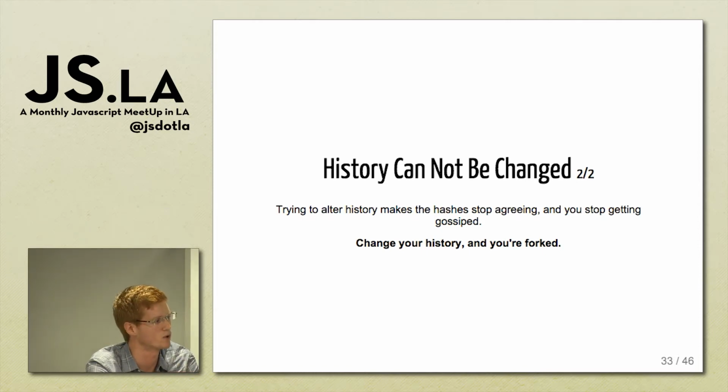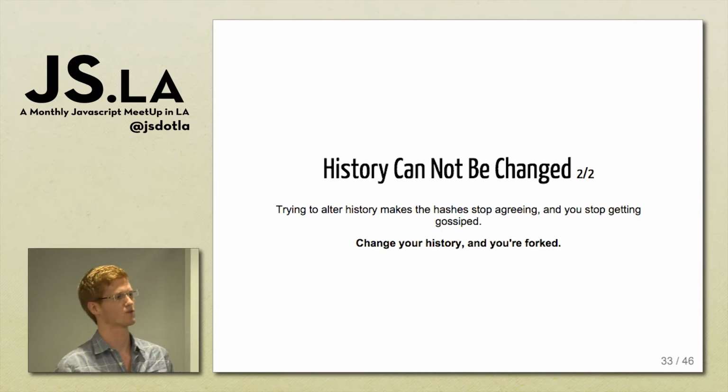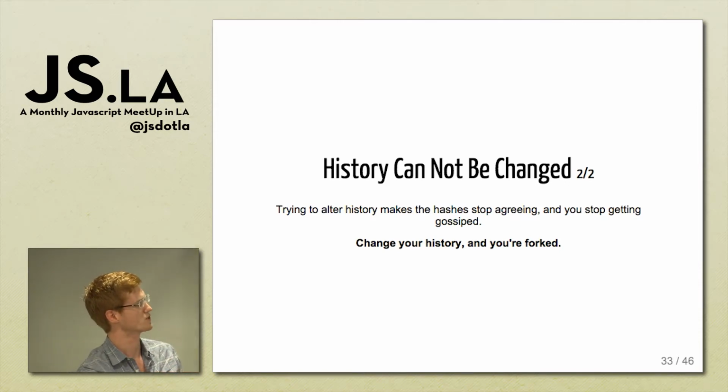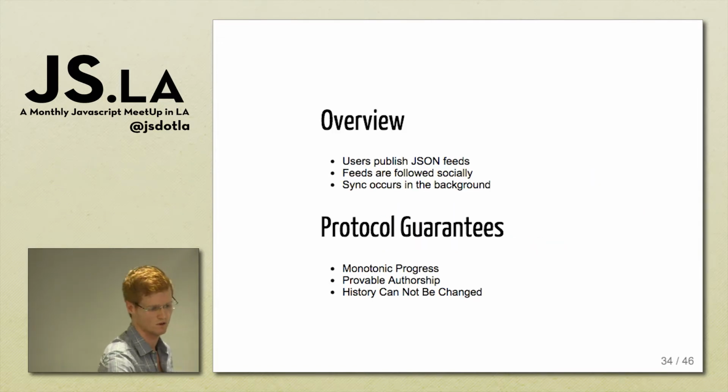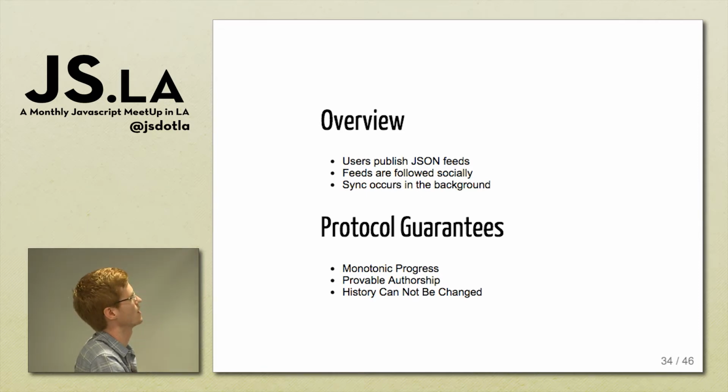Some people will have the old version, right? So as long as two versions exist, one of those versions is not going to be able to make progress. So there's a strong disincentive to ever try to change your history. Because if you do so, you may end up in a situation where users are not able to receive new messages from you. As a result, you'll have to abandon the feed and create a new one. So those are our protocol guarantees. Monotonic progress, provable authorship, history can never be changed. Okay.